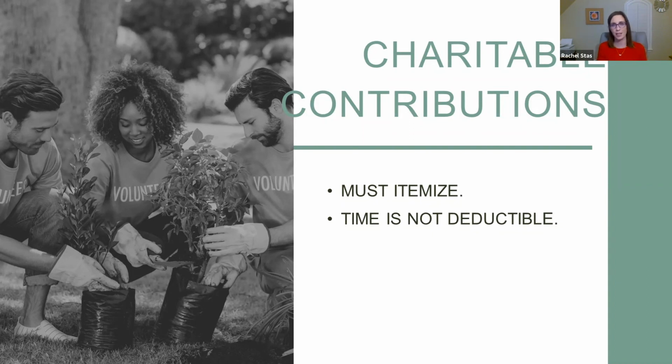Time is not deductible. And I know my artists with their big hearts do a lot of charitable work. You just can't allocate it. So you can't say, oh, well, I charge $150 an hour and I worked 40 hours, so I'm going to deduct. It isn't. Time just straight up is not deductible anymore.